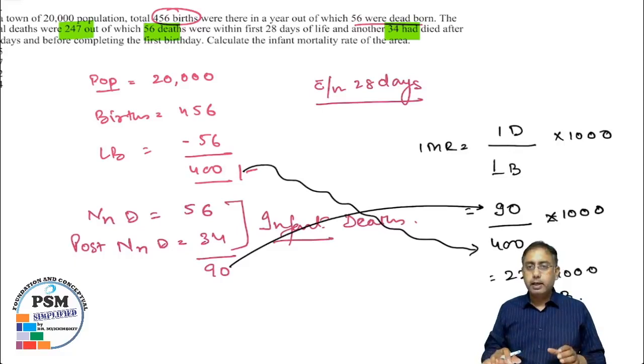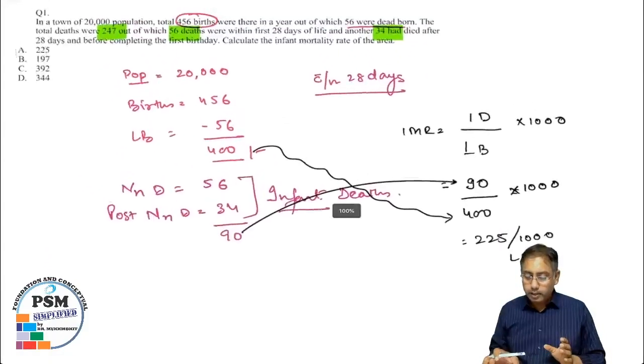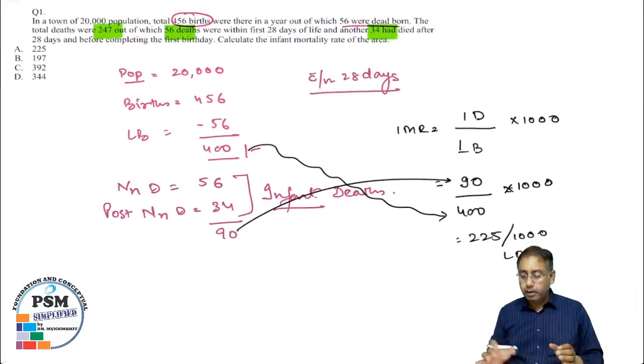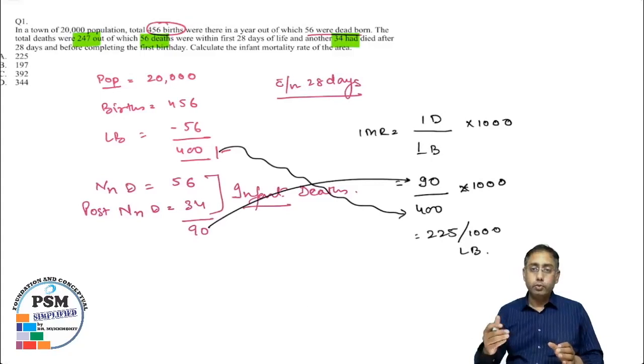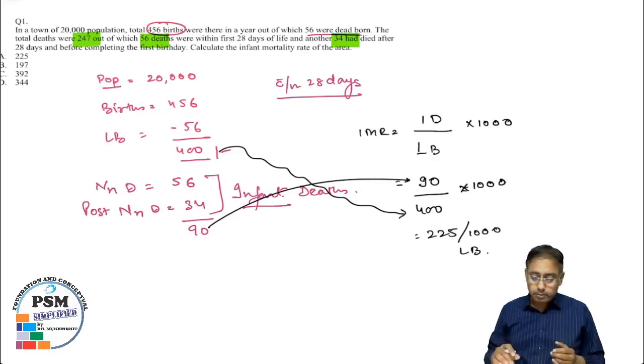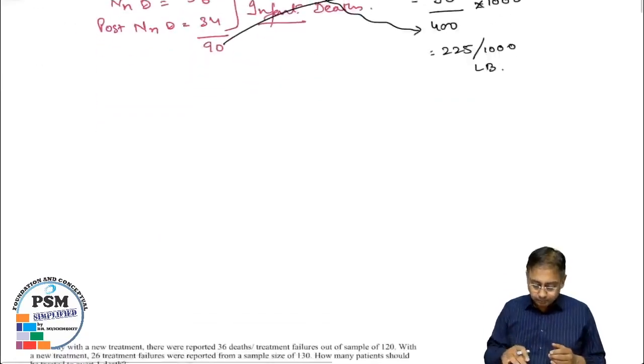It was as easy as that; we needed to calculate the infant mortality rate. The infant mortality rate is given by the formula infant deaths divided by the total live births multiplied by 1000. 90 divided by 400 into 1000 is 225 per 1000 live births. So that completes question number 1, and I would like to mark option A.